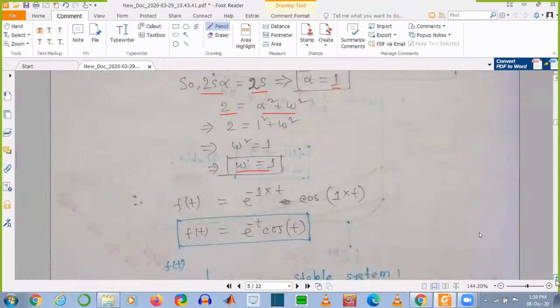So what you get here is f(t) equals e to the power minus alpha t cos omega t. Alpha is 1, omega is also 1, so you can write e to the power minus t cos t. Is that clear?